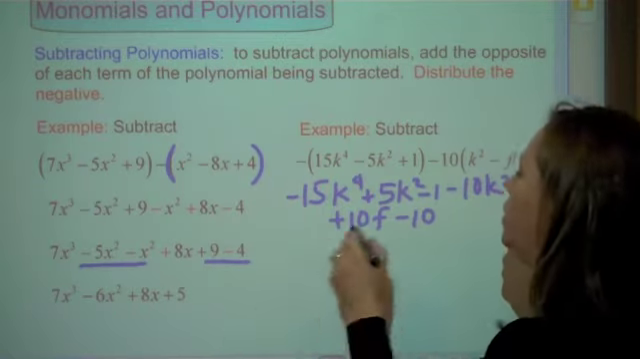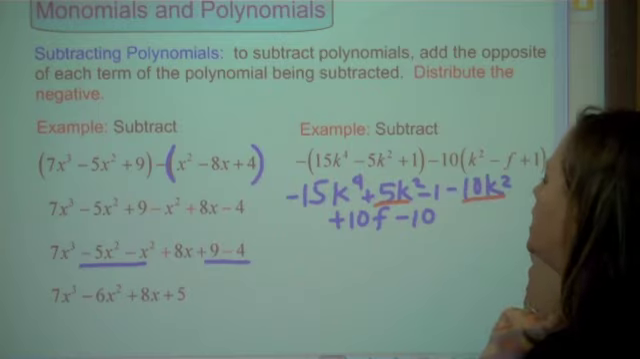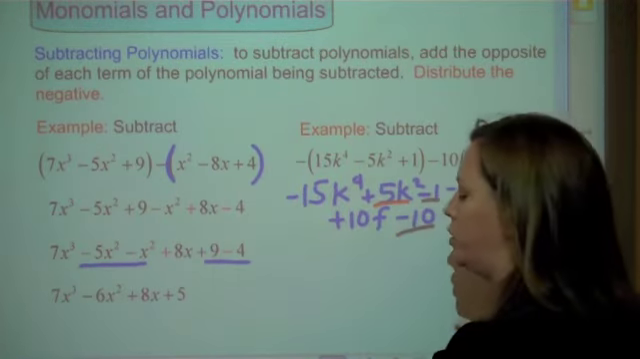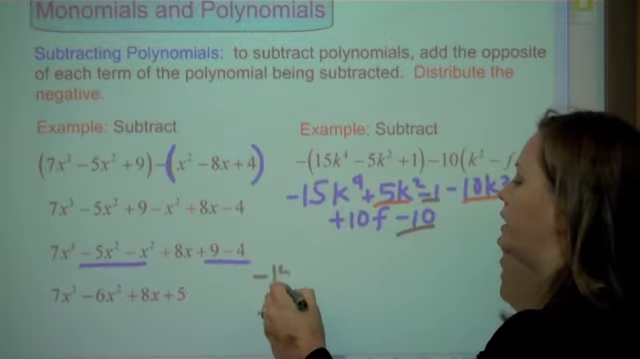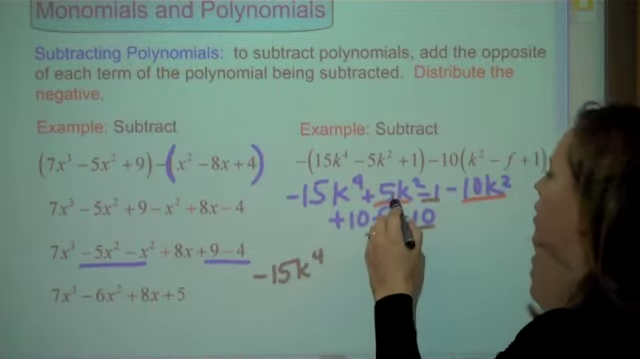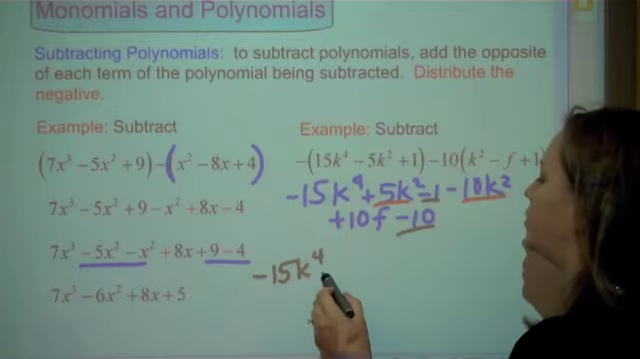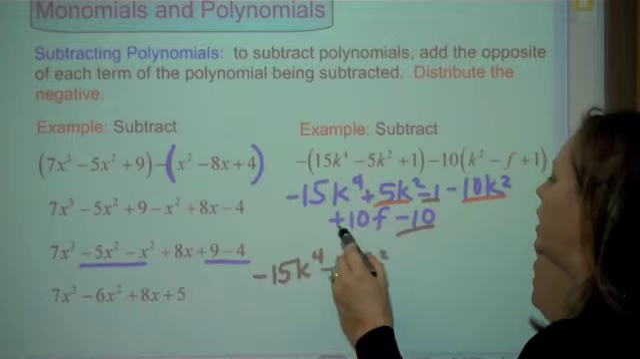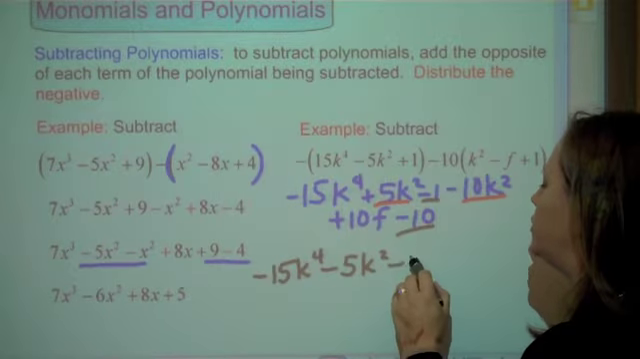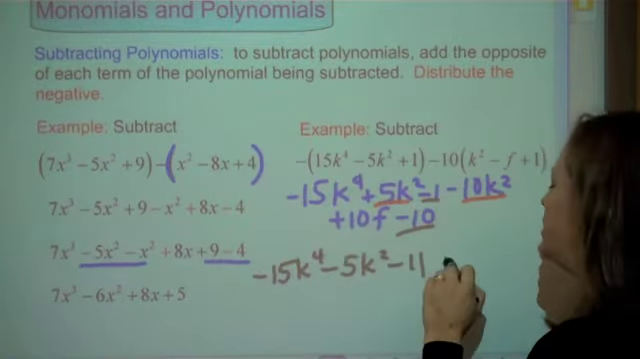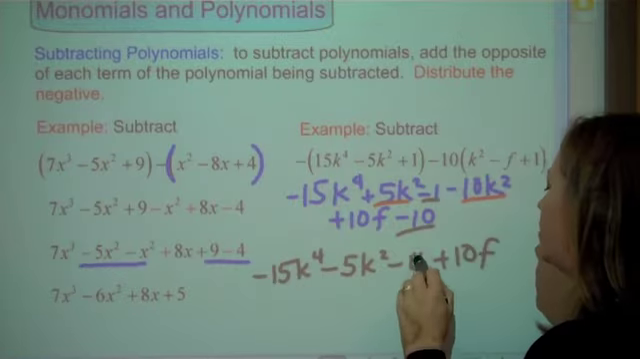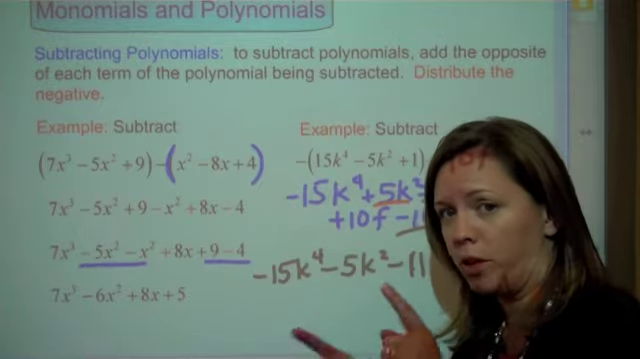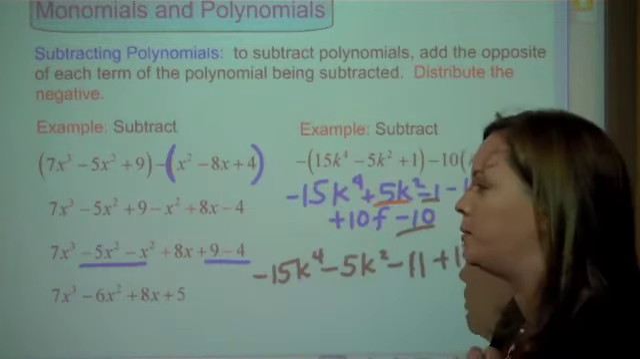When we have 5k squared and negative 10k squared, we have negative 1 and negative 10. Those are like terms, so if we rewrite this, we have negative 15k to the fourth, 5k squared minus 10k squared is going to be minus 5k squared. And then we have minus 1 minus 10, so that would be minus 11. And then we have this plus 10f. So we have two different variables in this case, and we can't combine any of those together, because remember, like terms have to have the same variables and same exponents.